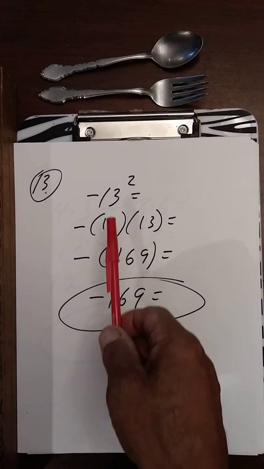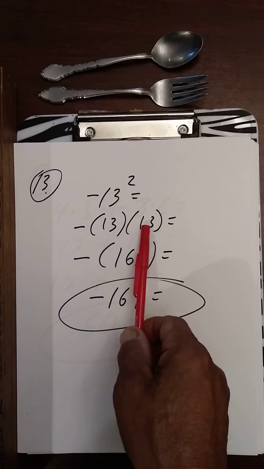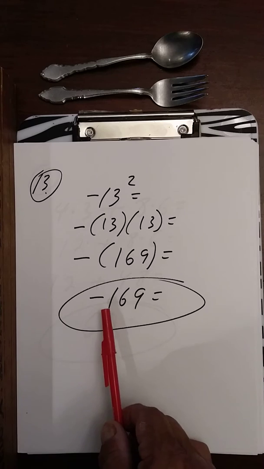-13 squared. Well, that means the negative things are here, but just the 13s changed. 13 times 13 is 169. So that's giving me -169. And we're done.